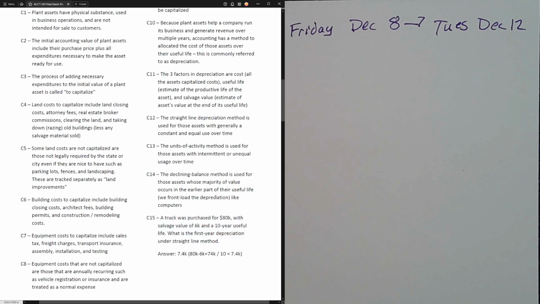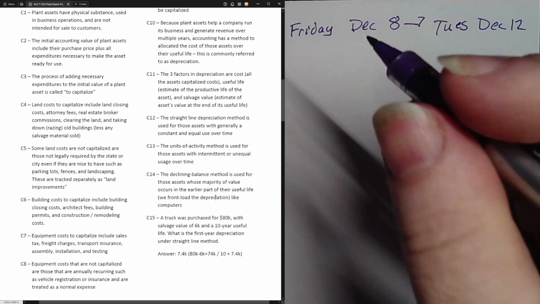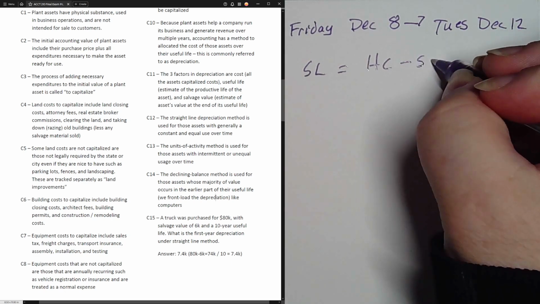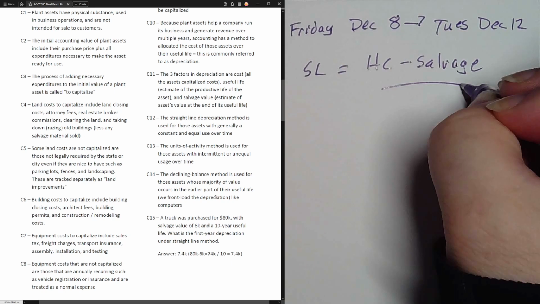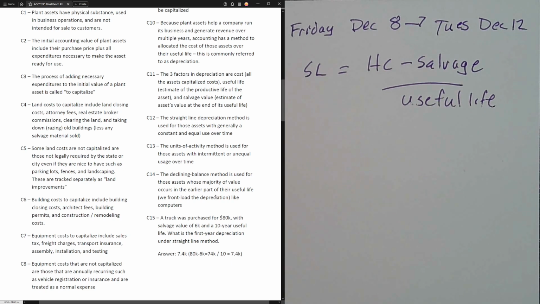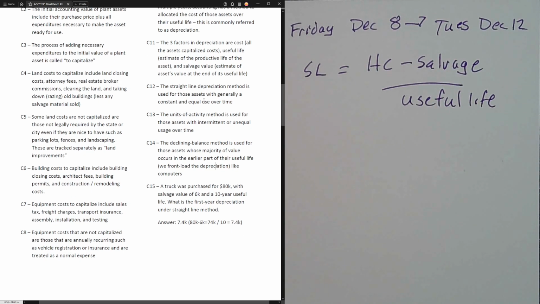So straight line depreciation is always, remember, you take the historical cost, which in this case is $80,000 for the truck, minus the salvage value, whatever that gives you. In this case, it gives you $74,000, divided by the useful life. So straight line depreciation is historical cost minus the salvage value over the useful life, and that is the annual depreciation amount. In this case, it's 7.4. All the other types of methodologies, I will cover in the B and the A levels, and we'll get to those here in just a second.